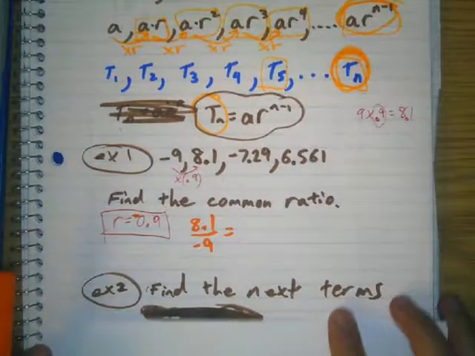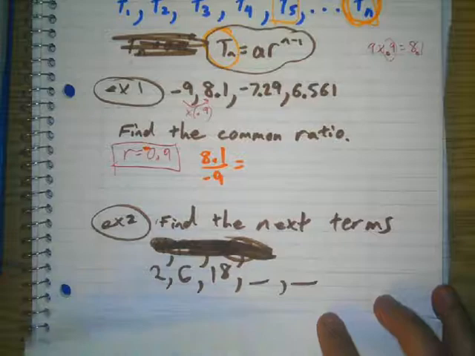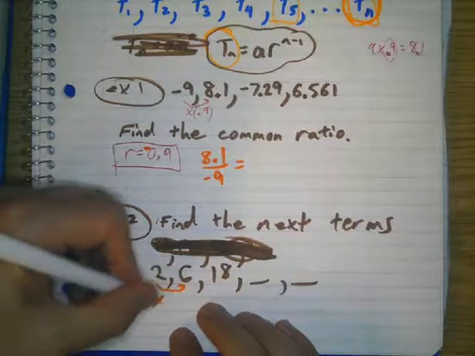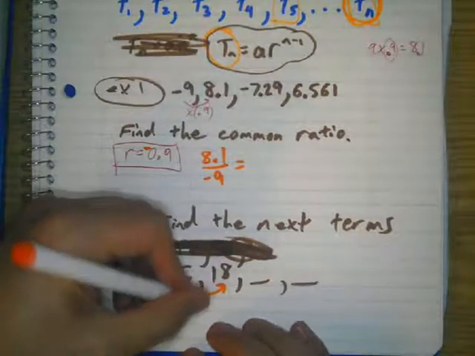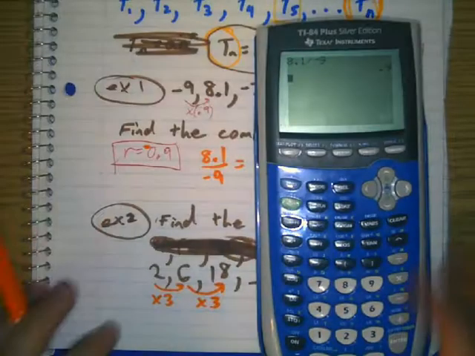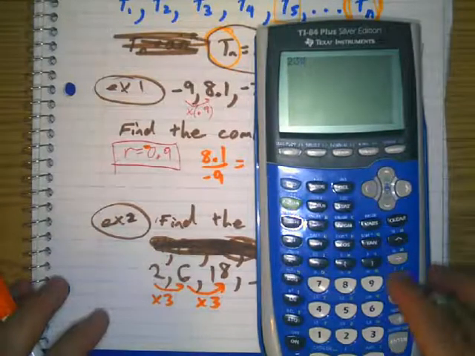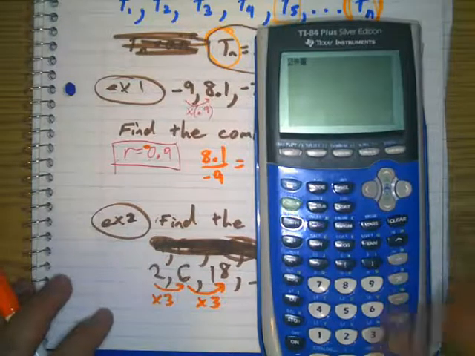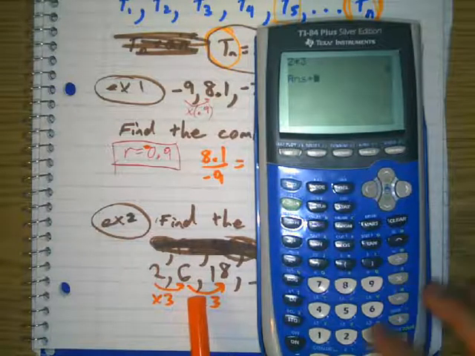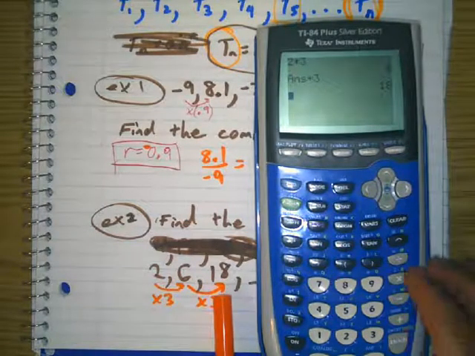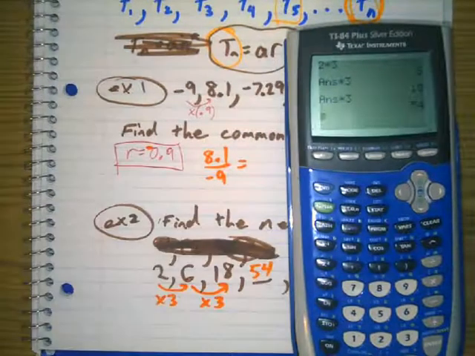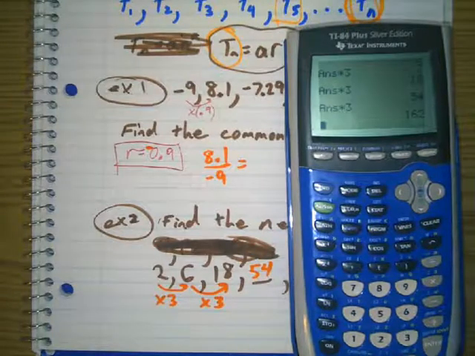Okay, so let's look at another example. Find the next terms. Okay, so to get to this, I have to multiply it times 3, right? Because we know 2 times 3 is 6, right? It's going to give me 6. Okay, so that answer times 3 is going to give me 18. That answer times 3 is going to give me 54. And that answer times 3 is going to give me 162.